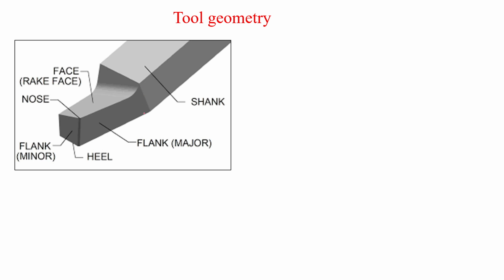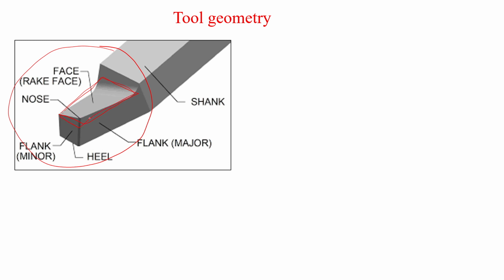Okay. So the major part of the tool which is involved in cutting is this part, this area, right? This is the rake surface. You might have heard about the rake surface. The rake surface is that surface over which the chip flows. When the tool cuts the material, some chip will be generated. Then that chip will flow over a surface which is called the rake surface. This is the upper surface, right?